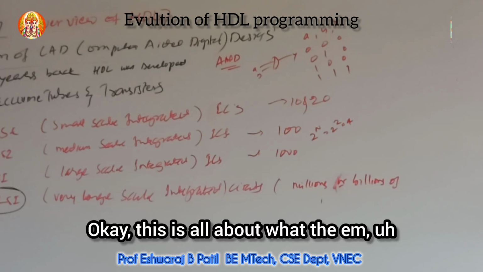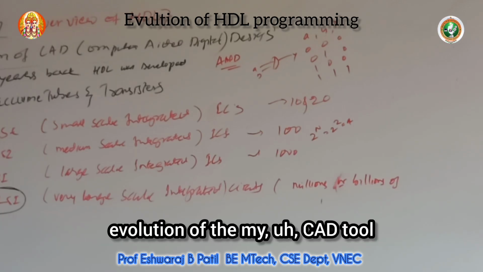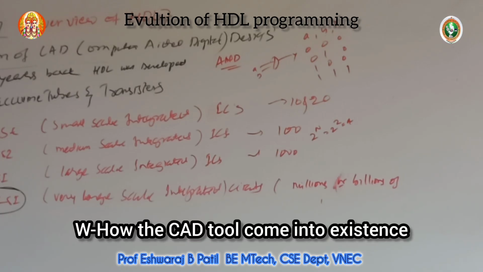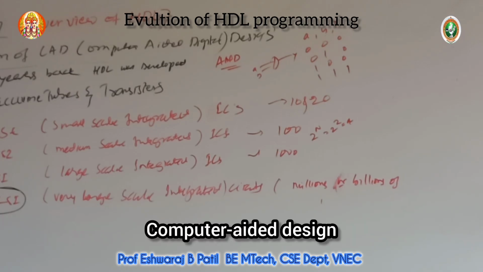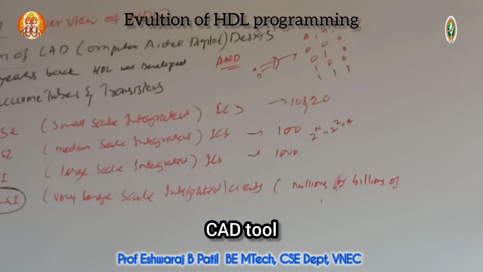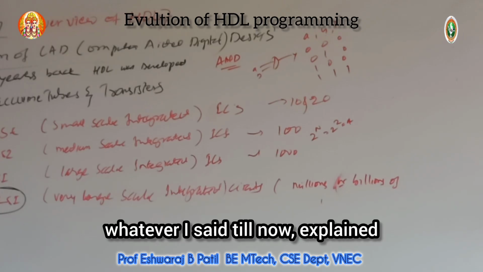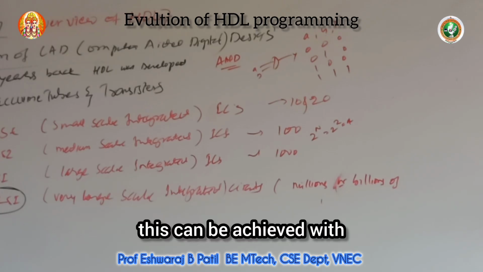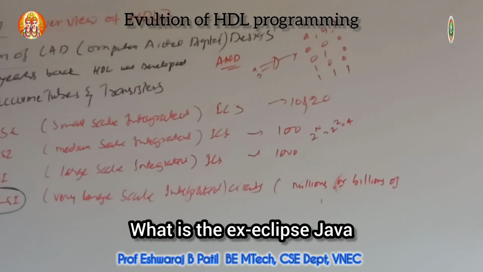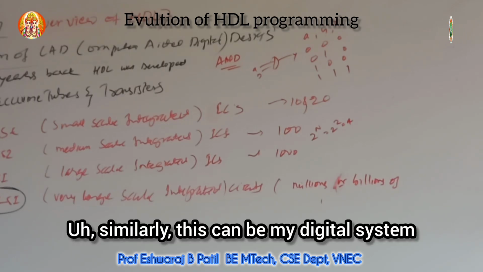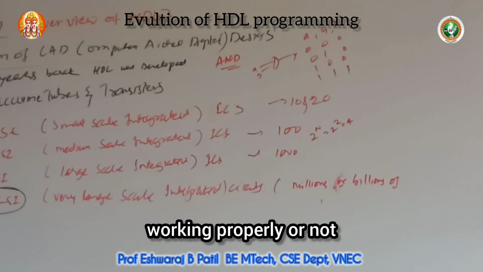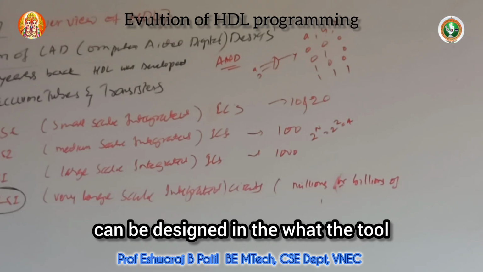This is all about the evolution of the CAD tool. How did the CAD tool come into existence? Computer aided design tool, digital design system, CAD tool. Whatever I have explained until now can be achieved with the CAD tool. Just like Eclipse for Java, my digital system can be designed and completely tested in a CAD tool to see whether it's working properly.